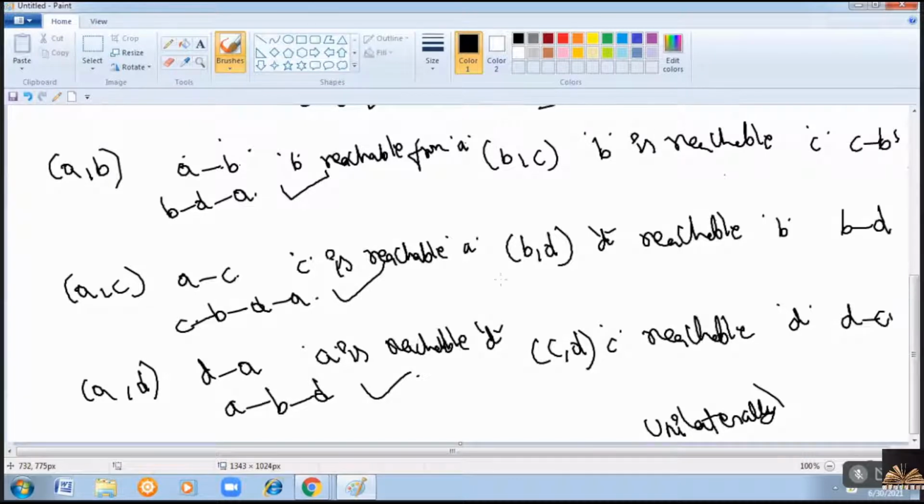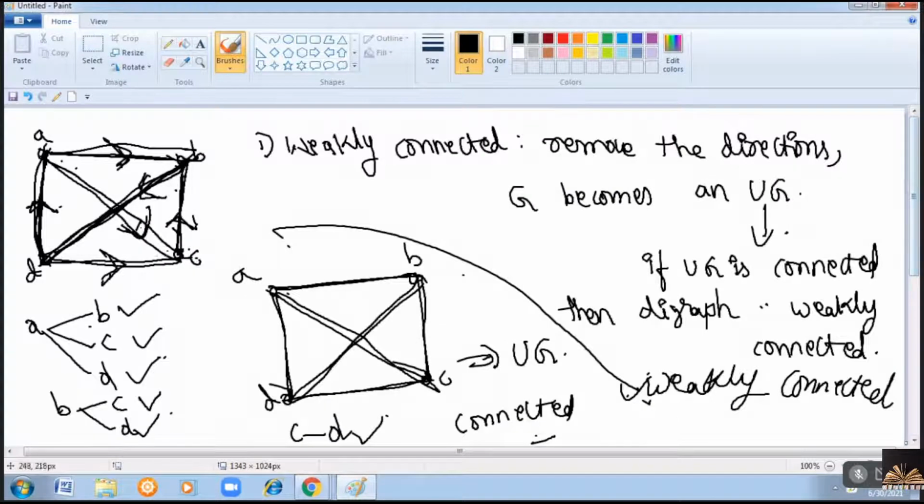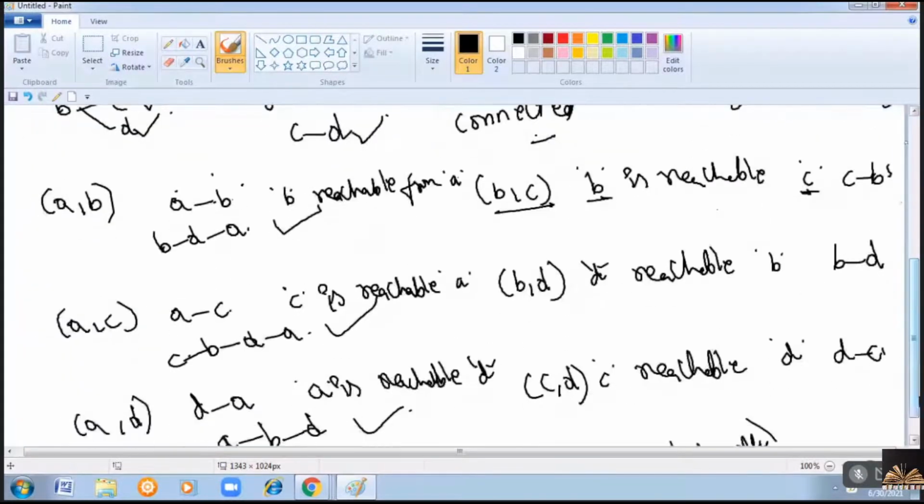Now consider this pair B comma C. B is reachable from C. Let us check whether C is reachable from B or not. Can I reach C from B? Yes. B to D, D to C.